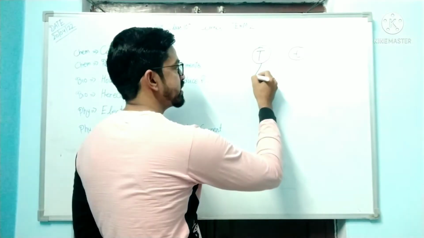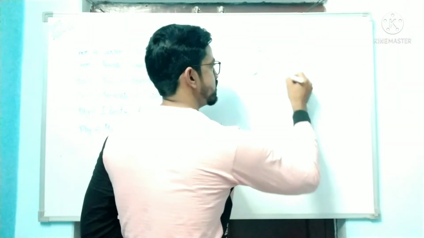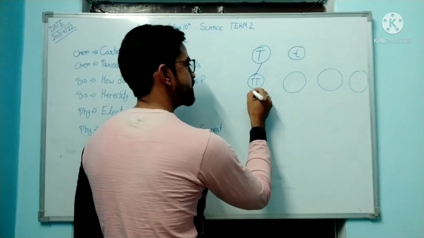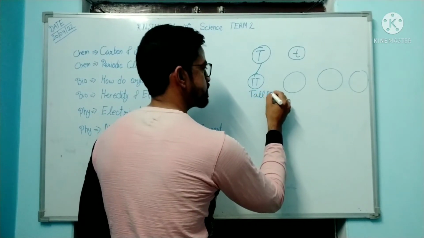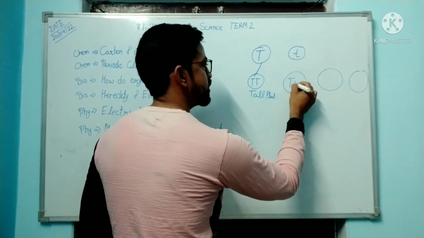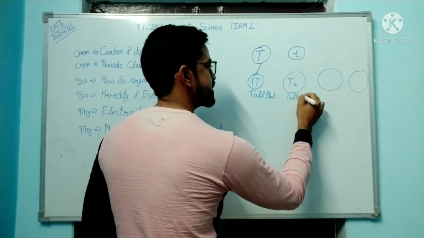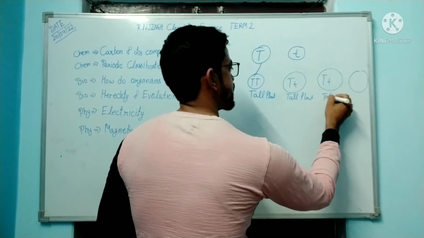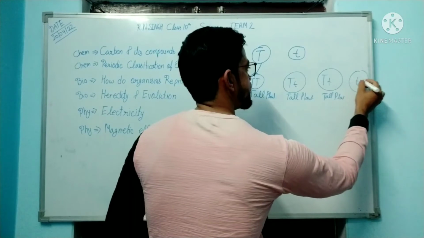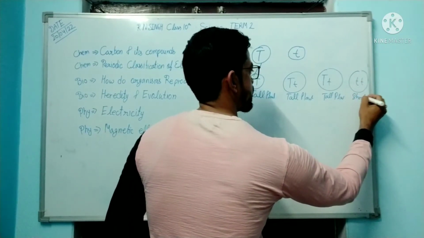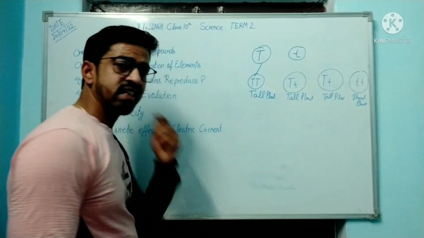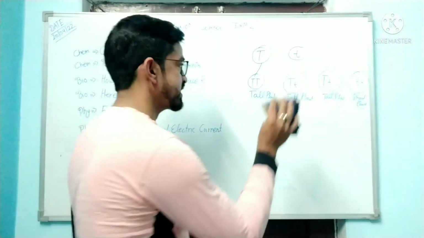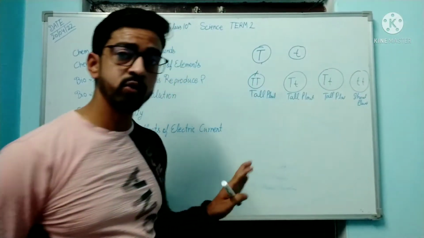You understand there are 4 cases found. When TT breeding happens, a tall plant is formed. When capital T and small t breeding happens, then also a tall plant is found. When again T and small t, then tall plants are found. And when small t and small t, then a short plant is found. So this kind of thing comes in heredity, what happens in natural conditions. So you have to revise it.